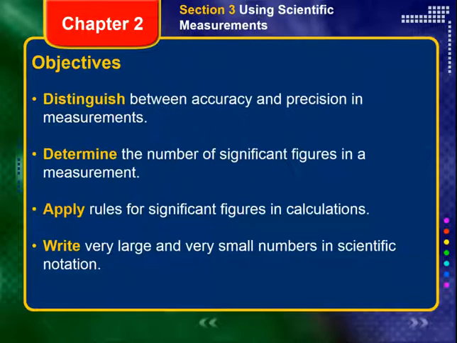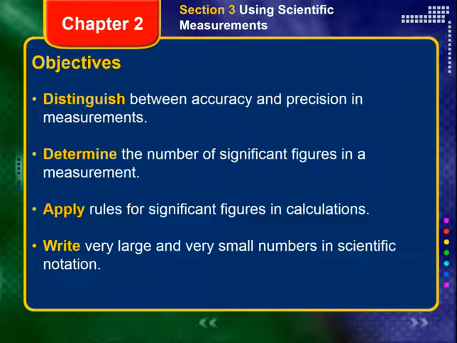All right, chemistry. Let's get through our second part of a video lecture for chapter 2. We'll be talking more specifically about what is in your book referred to as section 3, using scientific measurements. So what are we going to be doing here? We're going to be distinguishing between accuracy and precision in measurements.